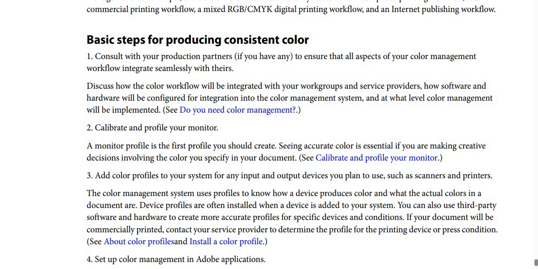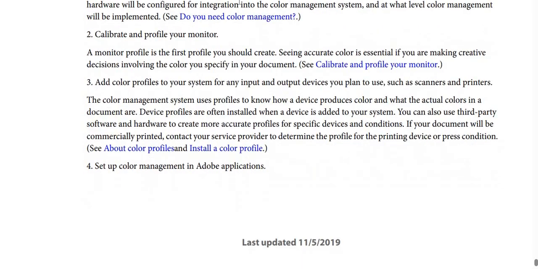Step number 2, calibrate and profile your monitor. A monitor profile is the first profile you should create, and seeing accurate color is essential if you are making creative decisions involving the color you specify in your document. Step number 3, add color profiles to your system for any input and output devices you plan to use, such as scanners and printers.